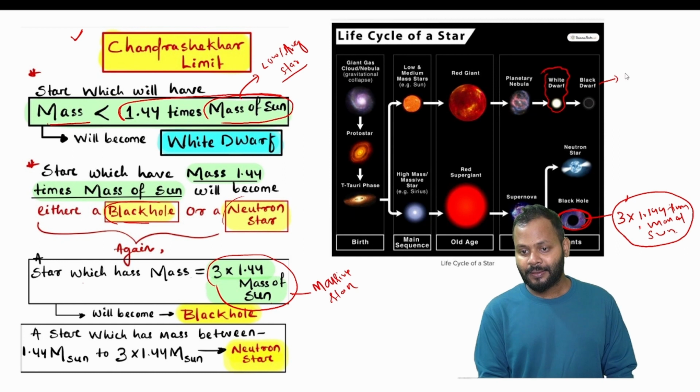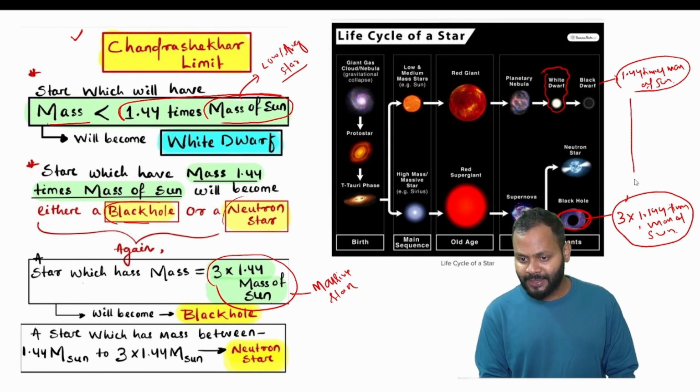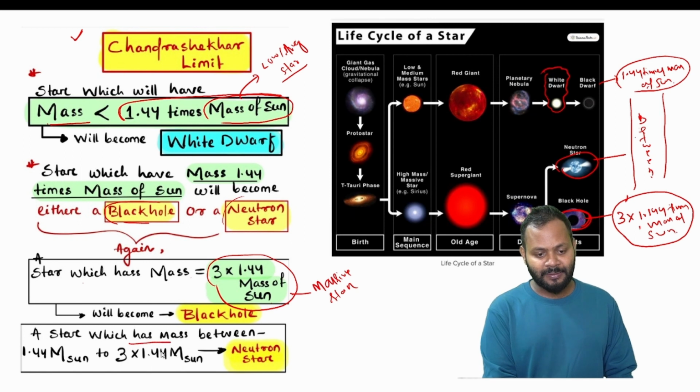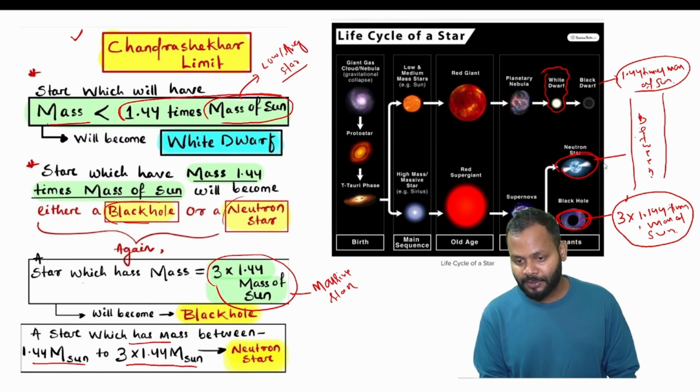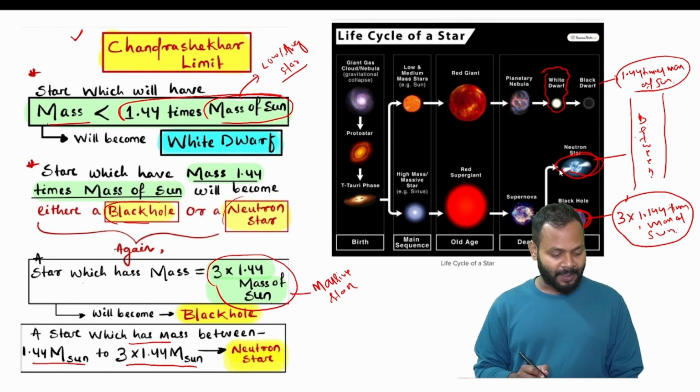Here, at 1.44 times the mass of the sun, you get a white dwarf. And in between these stages, you will get a neutron star. A star which has a mass between 1.44 times the mass of the sun and 3.3 times 1.44 times the mass of the sun will give you a neutron star. This was given by Chandrasekhar.